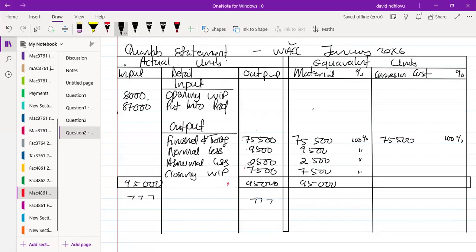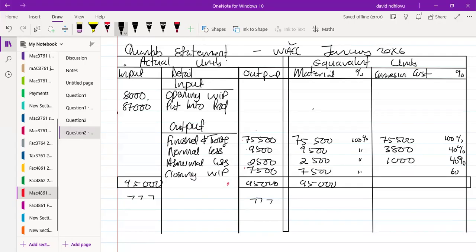Then the normal loss. Remember, normal loss occurs at 40%. So these units, we manufactured them only up to 40%, and then we condemned them. We stopped the production process for the condemned goods at 40%, so we assume they would have consumed the conversion cost equivalent to 40%. So they will convert to 3.8 units. The 2.5, same story. It was condemned also at the 40% stage, which gives us 1,000 units.